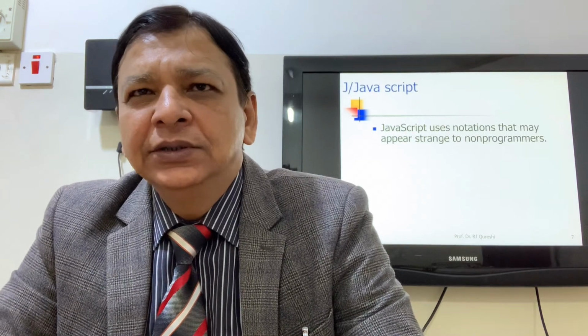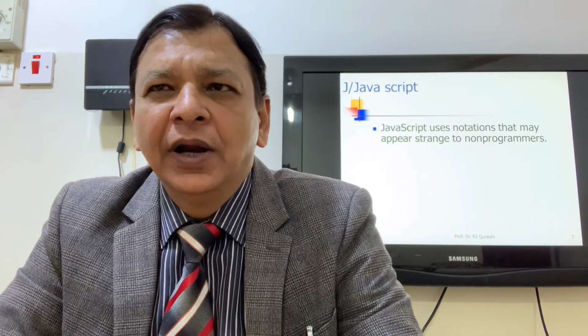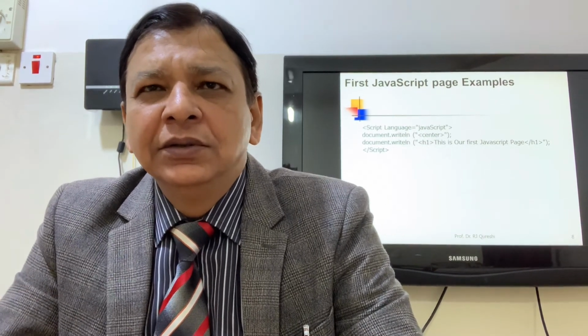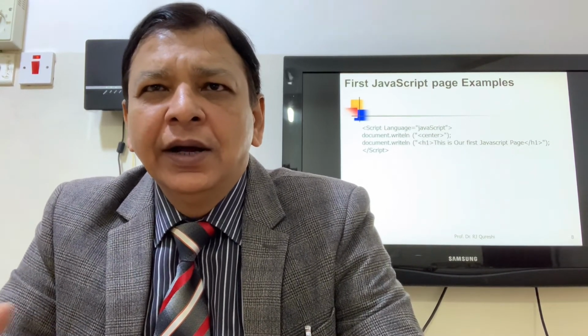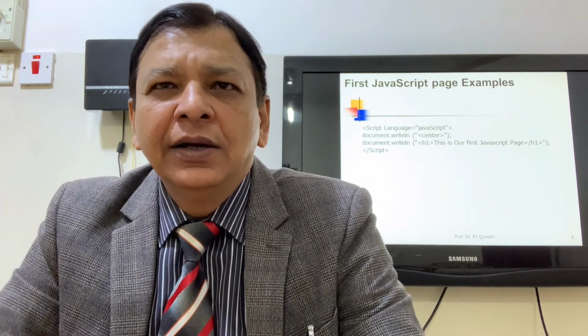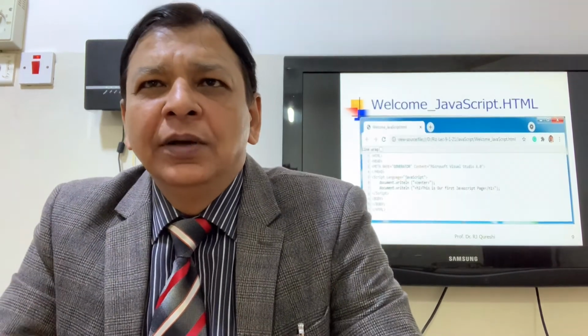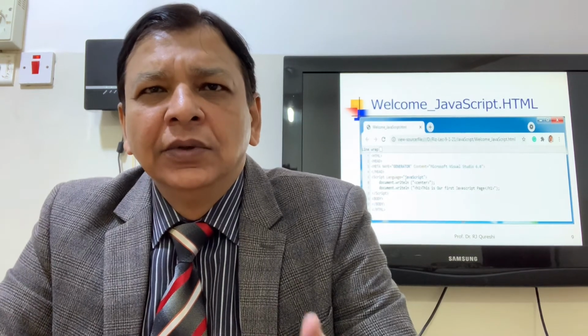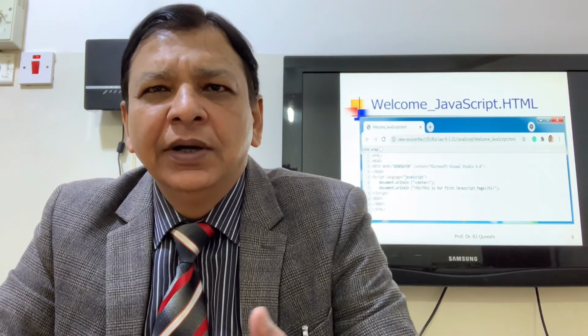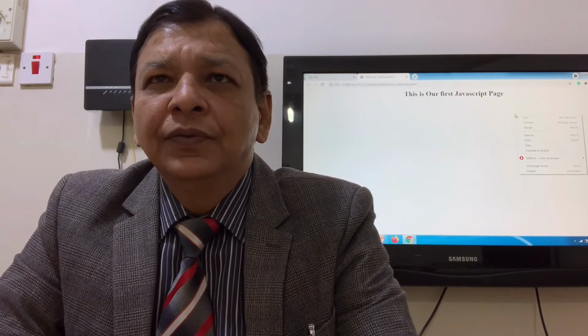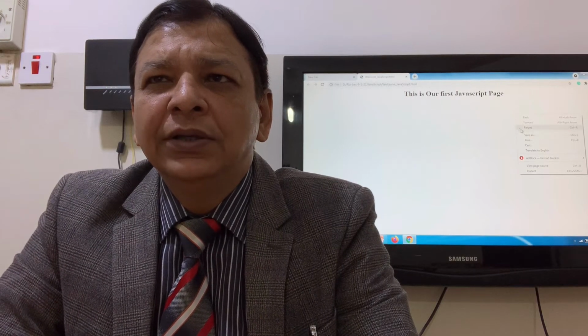JavaScript uses notations that may appear strange to non-programmers, like script language equals JavaScript, document.writeLine center, document.writeLine h1. This is our first JavaScript page, and we close the script tag. Welcome to JavaScript.html. The first exercise: we have HTML, head, script language equals JavaScript, document.writeLine center, document.writeLine h1, header. This is our first JavaScript page. We close the script. This is the execution of welcomeJavaScript.html.